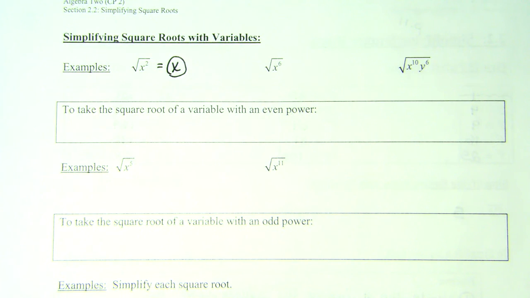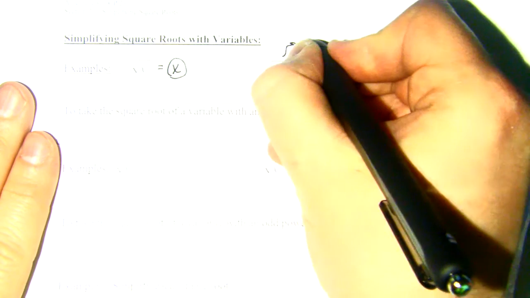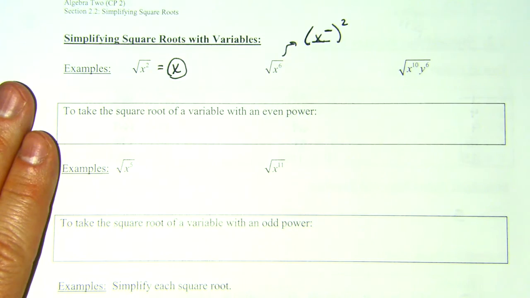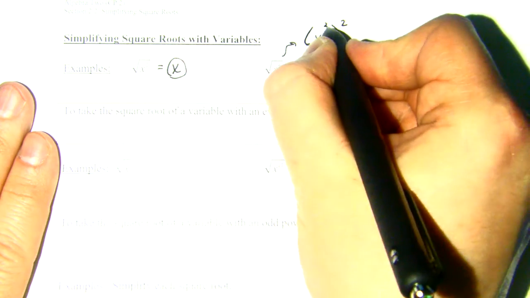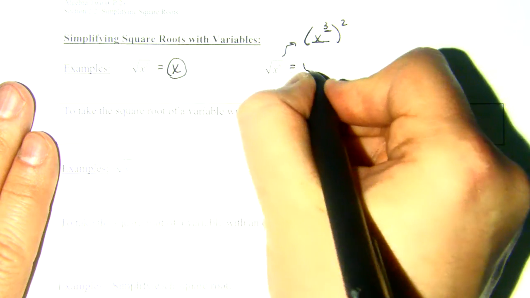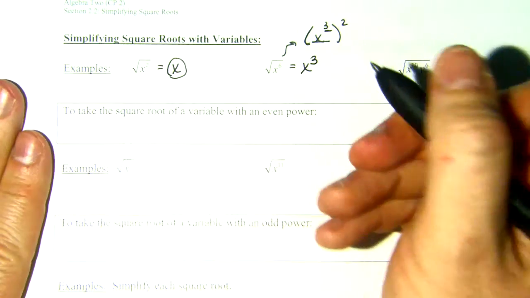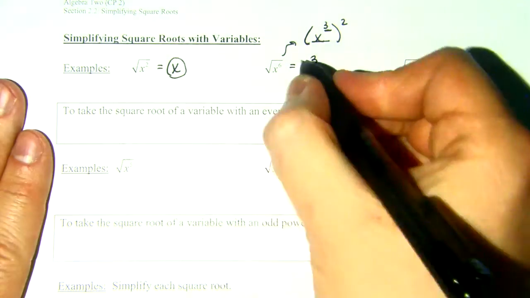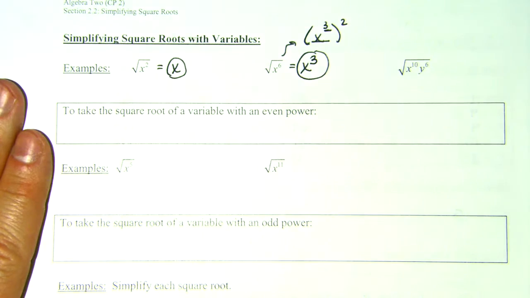The square root of x to the 6th is like asking what squared would give us x to the 6th. And well, I think x to the 3rd squared would give us x to the 6th. So the square root of x to the 6th is x to the 3rd. And really, all we have to do is just divide the power by 2.